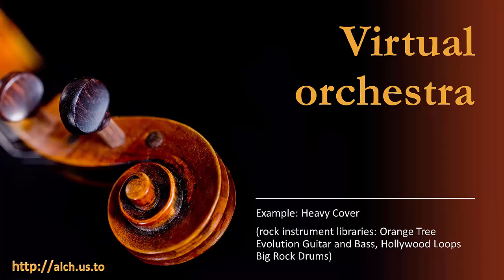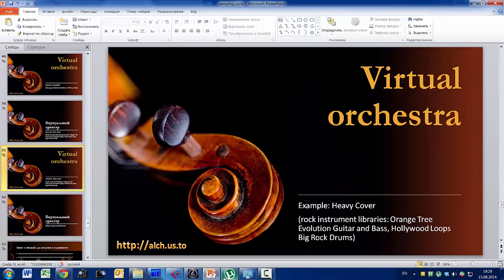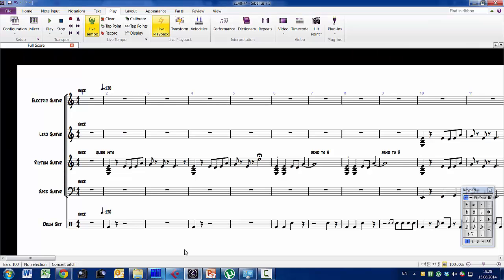Hi everybody, my name is Alexey Archipenko, and today I'm going to show you an example of using rock instrument libraries. The piece is called Heavy Cover. It is not a cover song, it is just the name of the piece. Three instruments are used: Orange Tree Evolution Strawberry guitar, Cherry bass, and Hollywood Loops Big Rock Drums for the drum set. The piece is created in Sibelius.